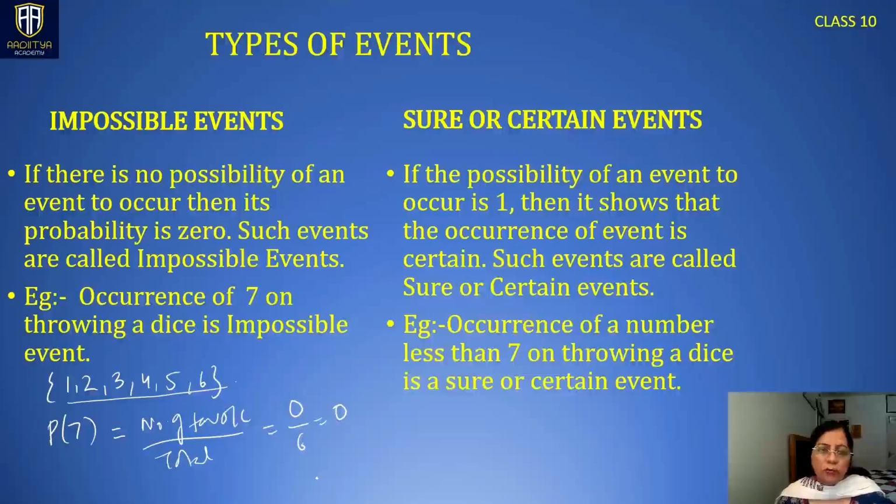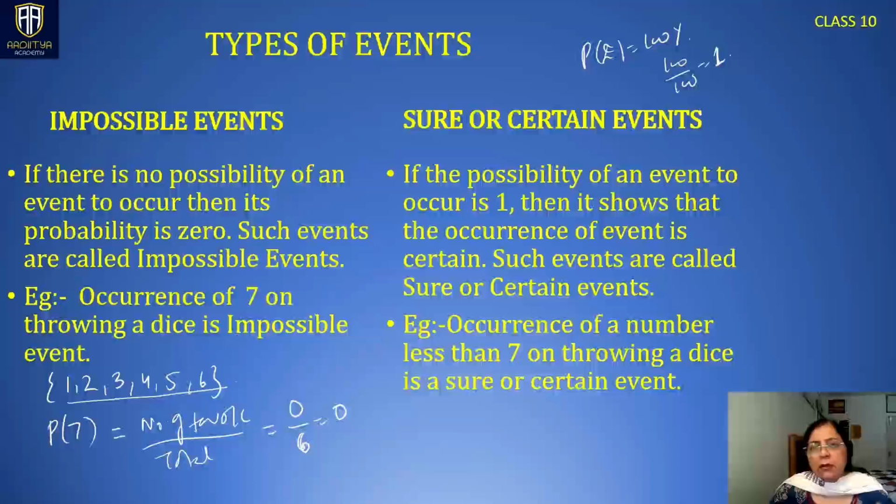So if we are looking for an outcome which is not possible and which is not there in the sample space of the event, the probability of such events is 0, and these events are called impossible events. Right? The next one is sure or certain events. A sure or certain event means something which is bound to happen. That means the probability of these events is 100%. 100% means 100 by 100, that is 1. This is something that is bound to happen.